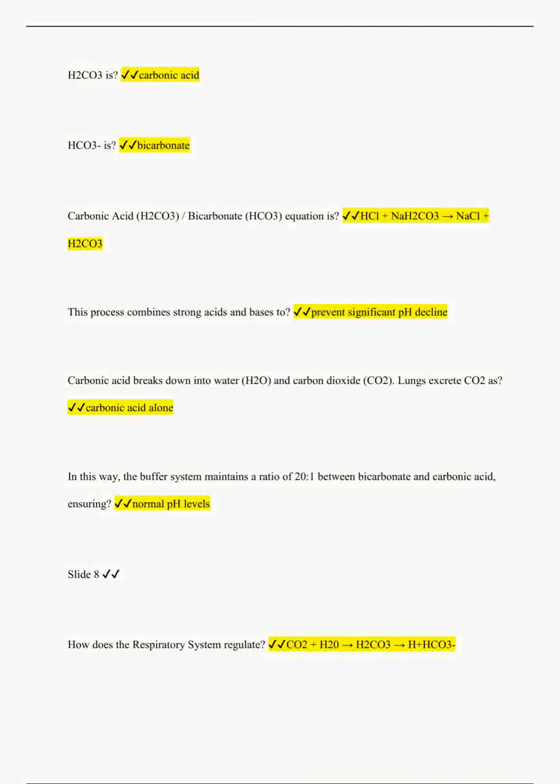This process combines strong acids and bases to prevent significant pH decline. Carbonic acid breaks down into water, H2O, and carbon dioxide, CO2. Lungs excrete CO2. In this way, the buffer system maintains a ratio of 20:1 between bicarbonate and carbonic acid, ensuring normal pH level. How does the respiratory system regulate?